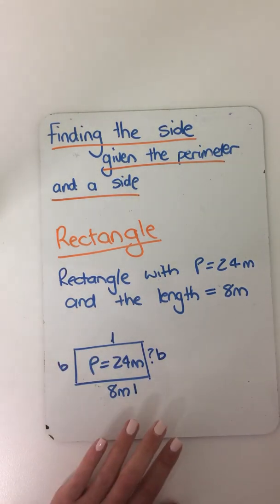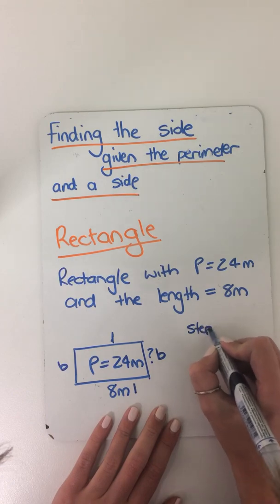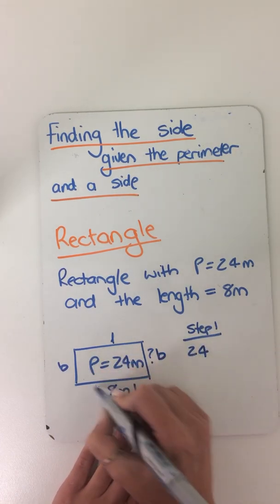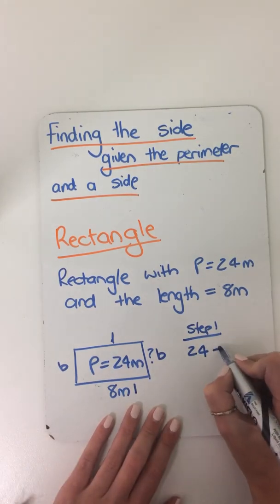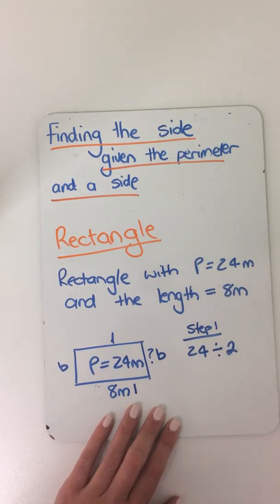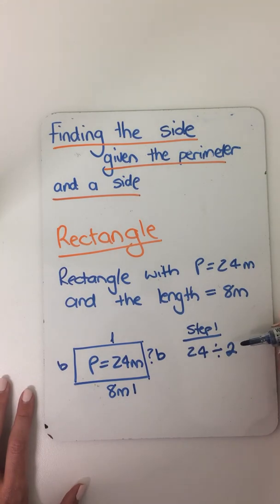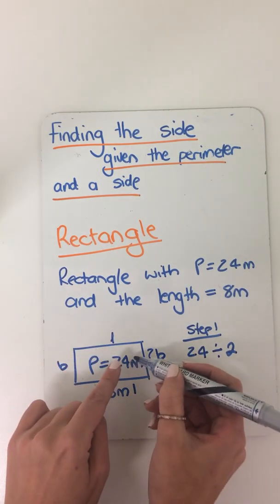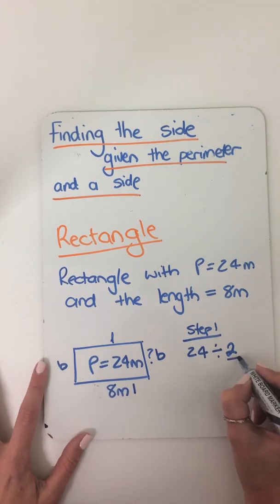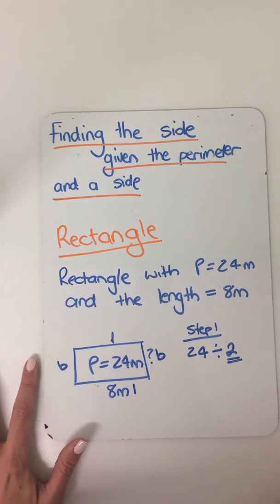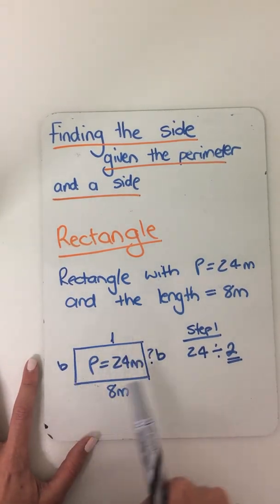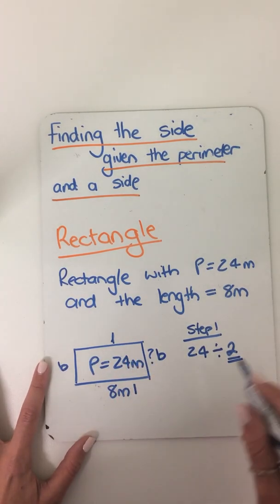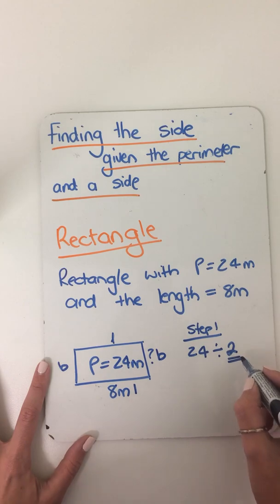So the first thing that I have to do, step 1, is I take my perimeter, which is 24 meters, and I divide it by 2. The reason I'm dividing it by 2 is because a rectangle has two lengths and two breadths. So no matter what the question is, if you're given a rectangle, you're given the perimeter and you're given one side, the first thing you have to do is always divide by 2.